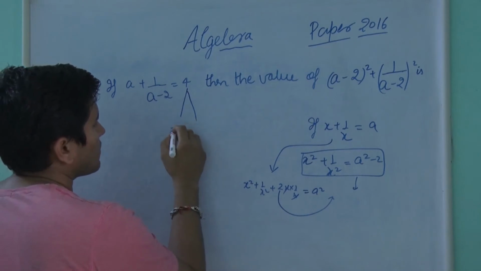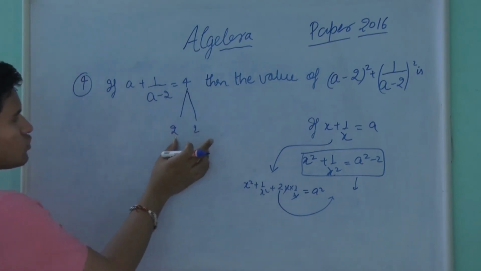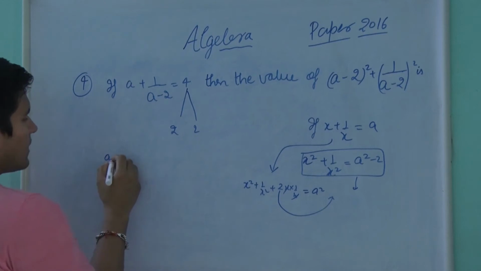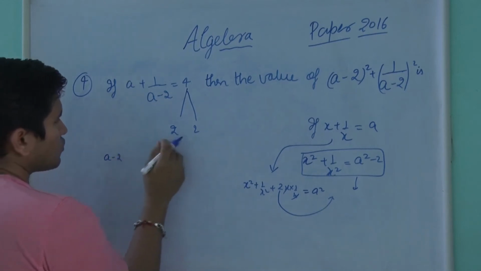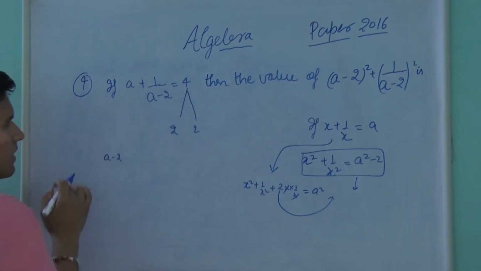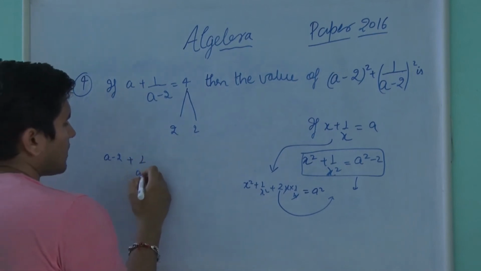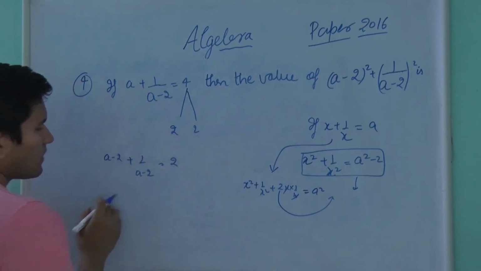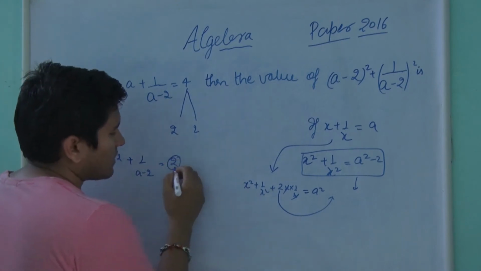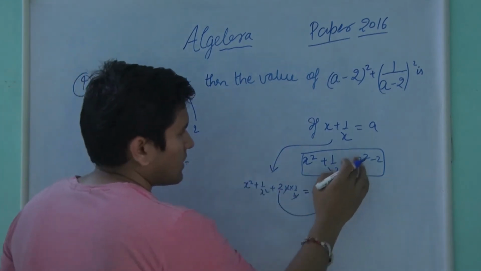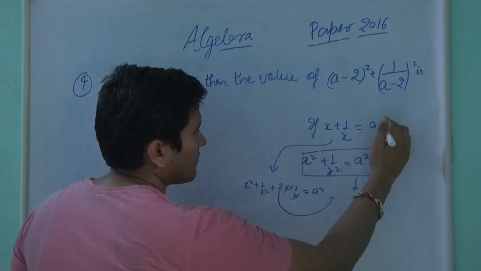Break it into two parts, 2 and 2. This 2, take it to this side. a minus 2 will become a minus 2 because it is plus on this side. Plus 1 upon a minus 2 will become 2. So now you have this part. This part is equal to what we have been given here.